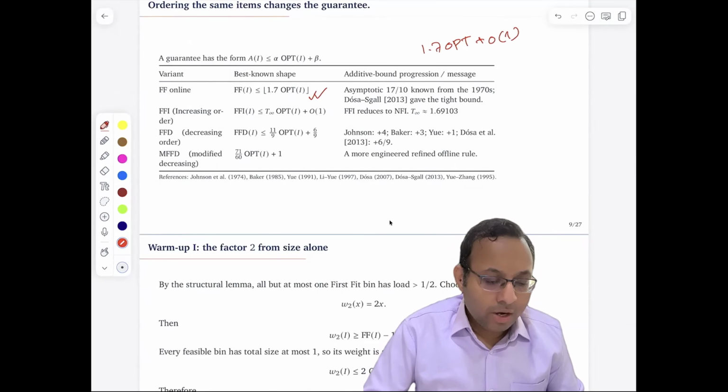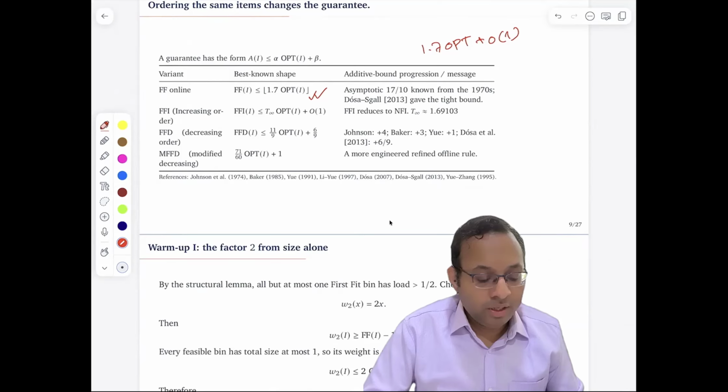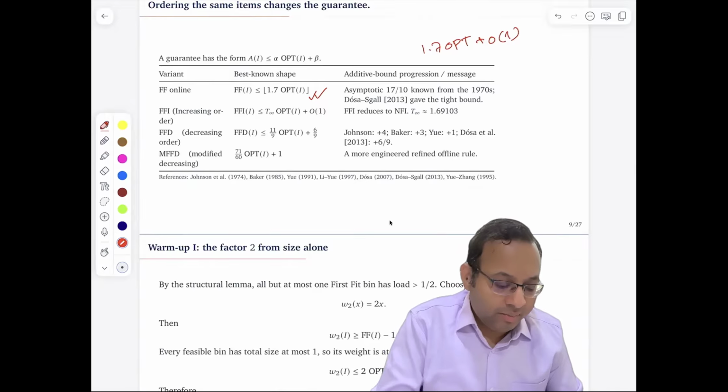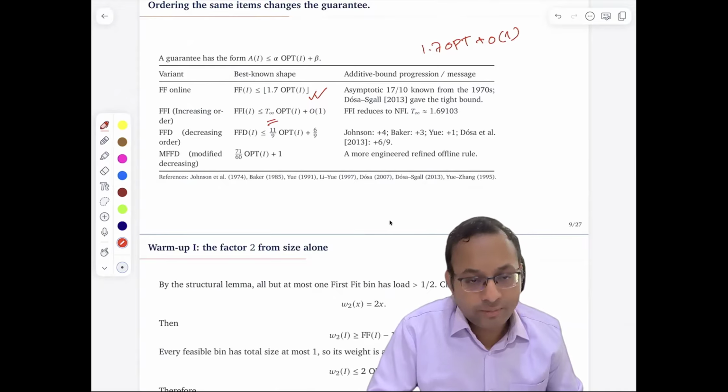Now, if we are allowed to sort the items, if we sort them in increasing order, then one can show the performance is slightly better. It reaches some quantity called T infinity, which is roughly 1.69103. In fact, one can show that if I do this increasing ordering, then first fit and next fit are similar in power. So first fit increasing and next fit increasing both achieve this 1.69103.